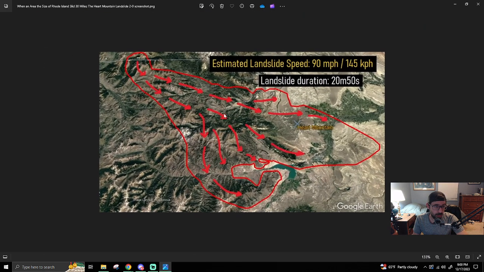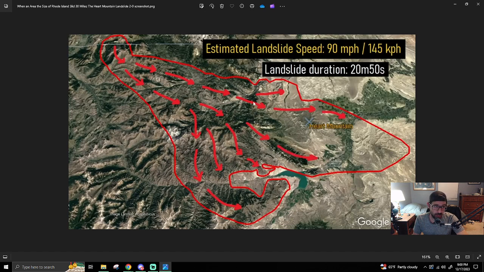This is from Geology Hub, which had a short video on it. And so I guess they're saying it came from over there. Went this way. Slid over there. There. And over there.